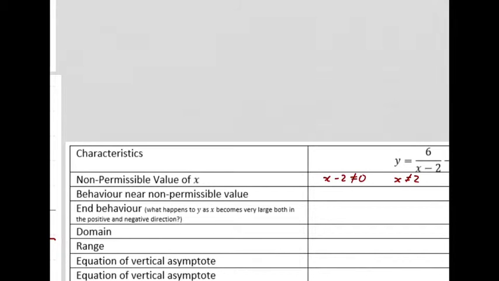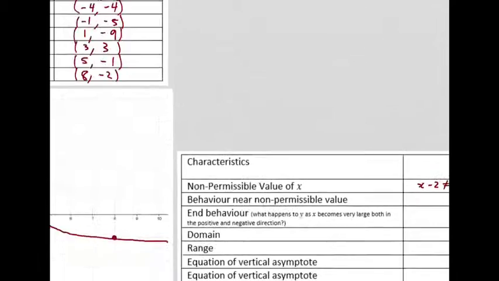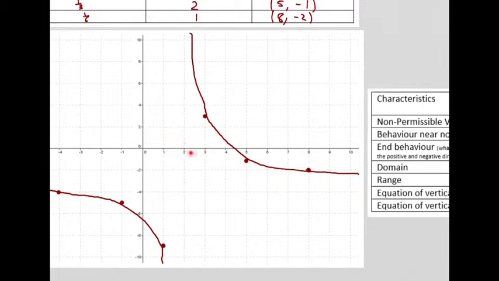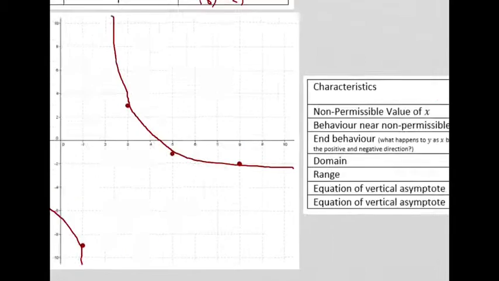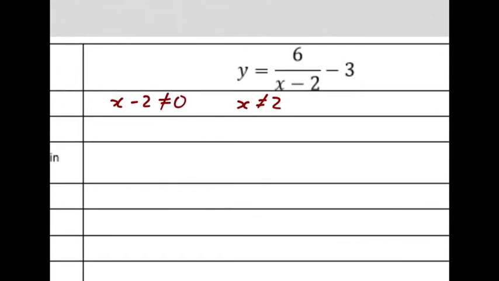The behavior near the non-permissible value. So here's the value of 2 for x. What's kind of happening with the graph here? Nothing there. Well, there's nothing there, but what is the graph kind of doing as it approaches 2 from the left and the right? It's running away again, right? Going into positive and negative infinity.